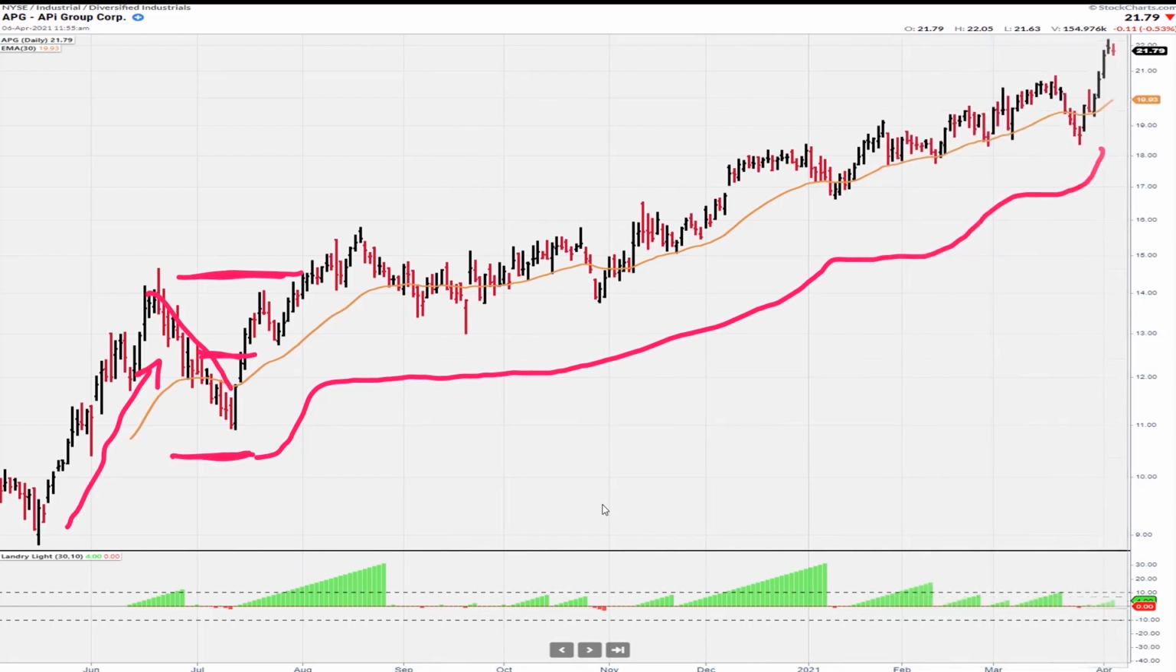It's taken its time going higher, but that's fine. The longer the basis, the more sustainable the move is. So far, so good, knock on wood on that one.